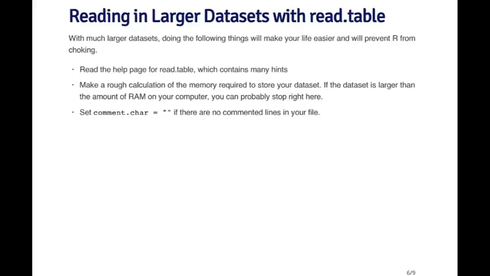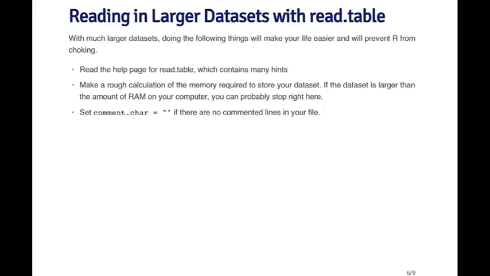With larger data sets, beyond the small to moderate, there are a couple of things you can do when reading in tabular data that will make your life a lot easier, and more importantly, will prevent R from totally choking. First, you should read the help page for read.table. In fact, you should probably have it memorized. There's a lot of key hints and useful information in that help page. In my opinion, not enough people read this help page carefully enough so that they can recite it in their sleep. Once you've read that, you'll see there's a lot of important information on how to optimize read.table, in particular for large data sets.